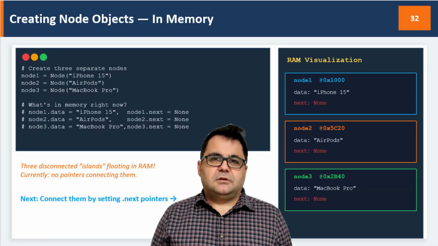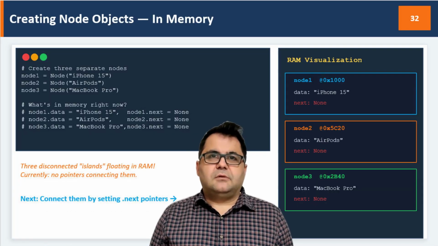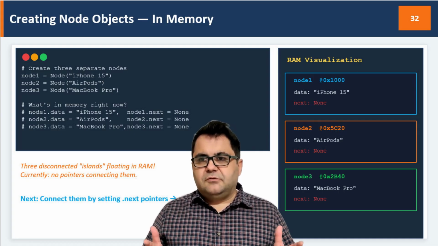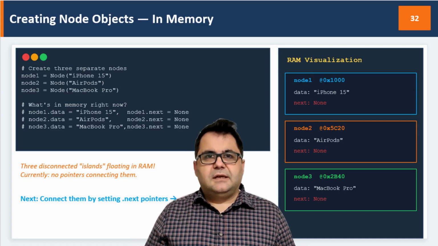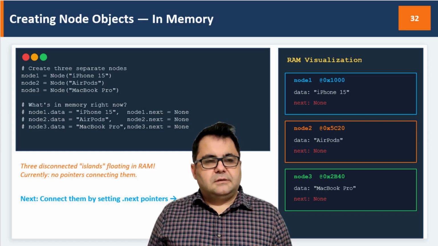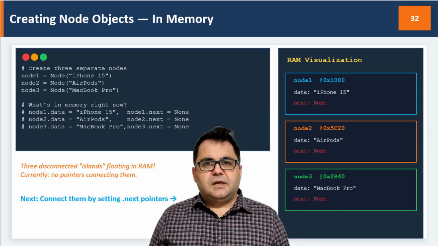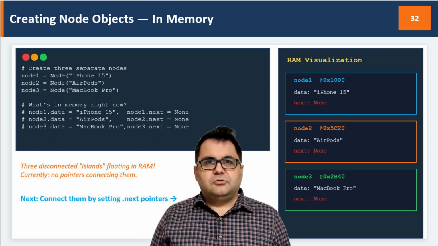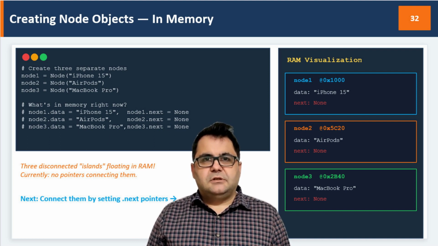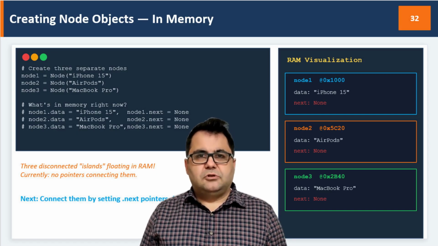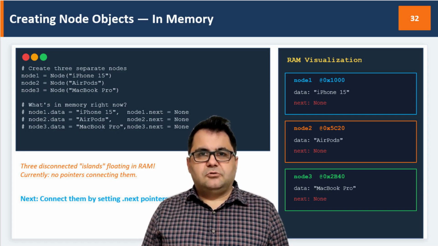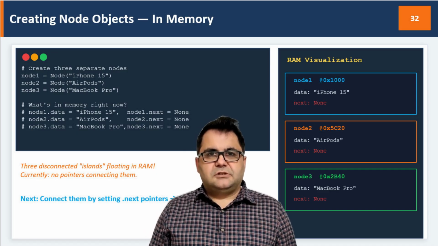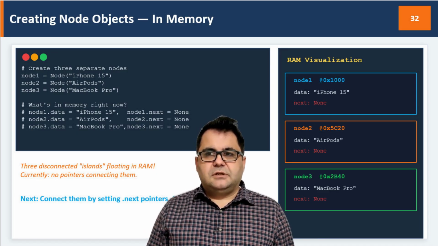Now let's connect these nodes. Step 1 was creating the nodes. We already did that. Step 2 is connecting them via pointers. First connection, node1.next equals node2. This means node 1's next attribute now holds a reference to node 2 object. In memory, it's storing node 2's address. Second connection, node2.next equals node3. Now node 2's next points to node 3. Third, node3.next is already None. That's the end of the list.